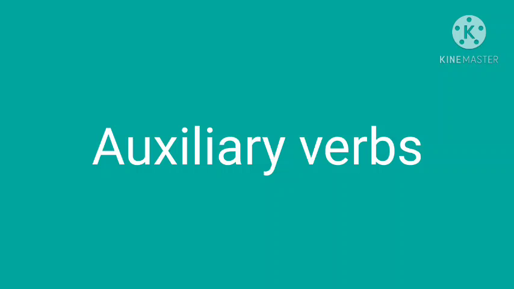Auxiliary verbs in English: there are 24 auxiliary verbs. Present tense forms are is, am, are, do, does, have, has, can, may, shall, will, must, need, ought to, dare. Past tense forms: was, were, did, had, could, might, should, would. These are the past forms.